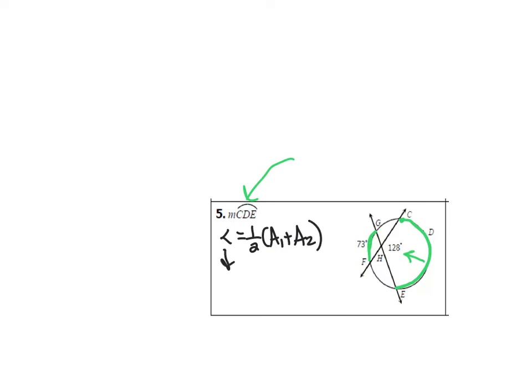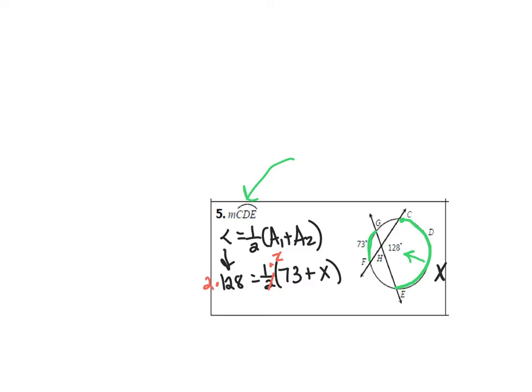Well, in this case, I'm given the angle, which is 128, is equal to half of arc 1, which is 73, plus arc 2. We don't know what it is, so we're going to call it x. So what I'm going to do with this one, the first thing I'm going to do is I'm going to multiply both sides by 2 so that I can get rid of the 2.